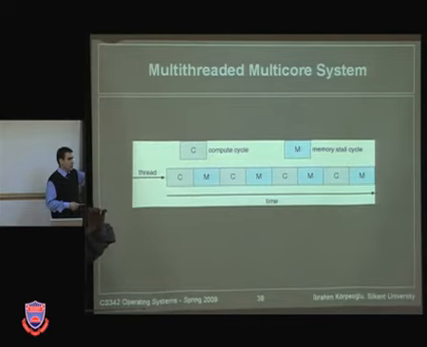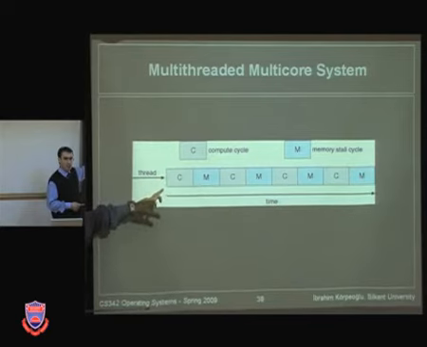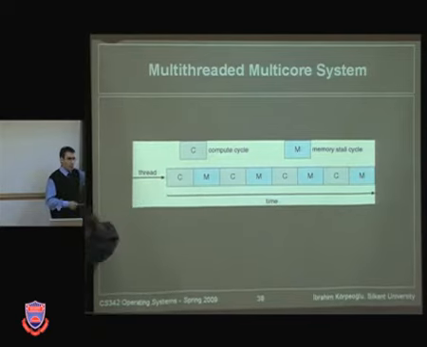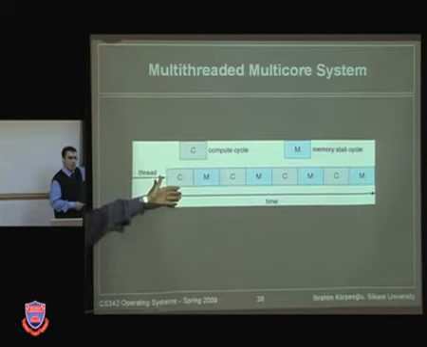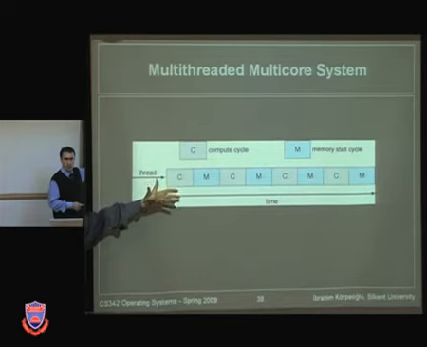So the operating system now sees such a CPU, such a single core machine, to actually be two CPUs, right? It can create two threads and run them on the same CPU, okay? In a hardware parallel manner.